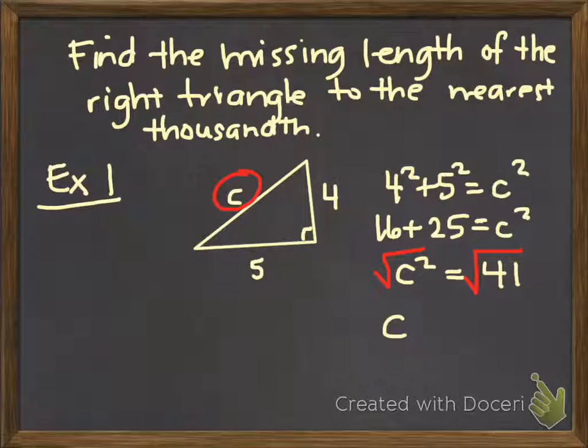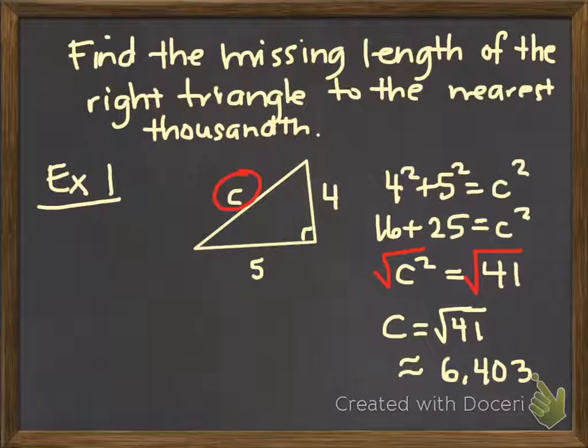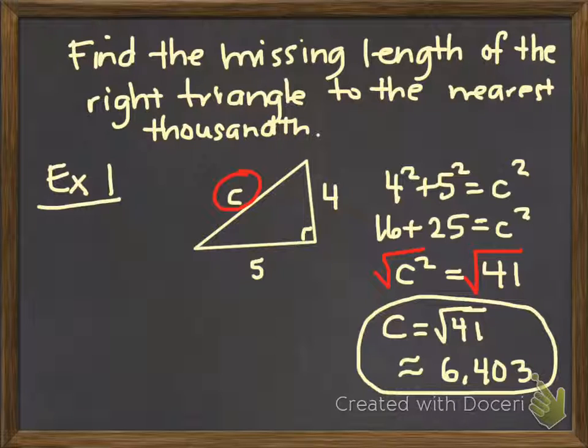So now we just get regular c equals the square root of 41, but it wants us to round to the nearest thousandths. The square root of 41 to the nearest thousandths is 6.403. So our exact answer equals the square root of 41, and our approximate answer, which is why it has a squiggly equals, is 6.403.